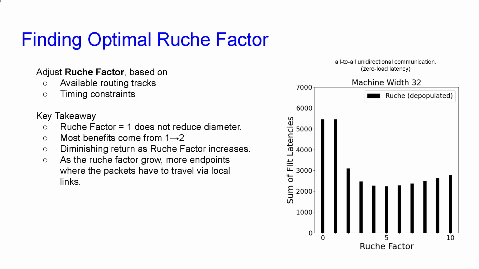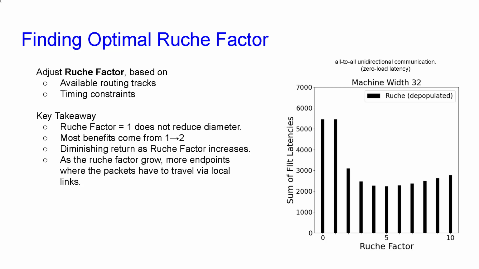Here we have done some basic analysis, shown in this graph. We vary the Ruche vector and measure the sum of total zero-load latencies required to complete all-to-all unidirectional communication. This pattern is quite representative of the traffic between Manycore tiles and the memory system. On the x-axis, we have the Ruche vector. On the y-axis, we have the sum of all latencies for all packets.